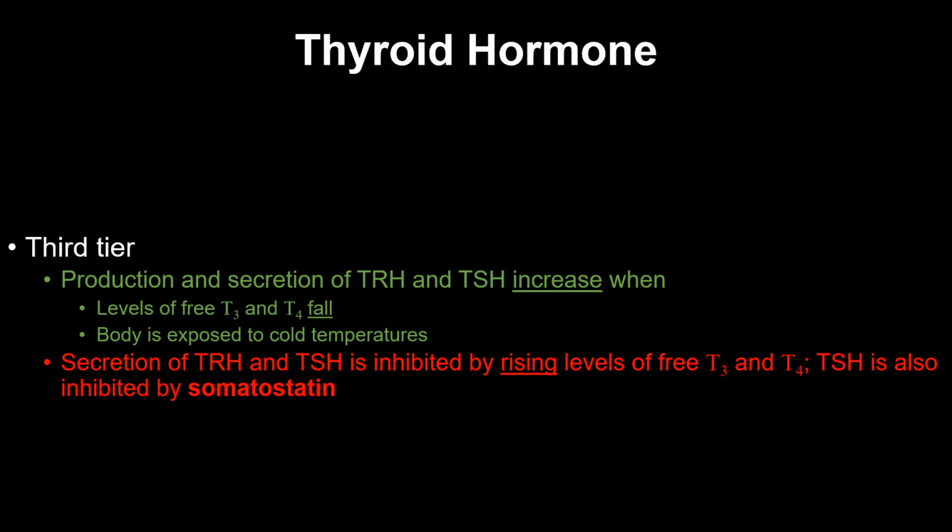So production and secretion of TRH and TSH increase when levels of free T3 and T4 fall, or when the body is exposed to really cold temperatures. Secretion of both TRH and TSH is also inhibited by rising levels of T3 and T4. And so, as mentioned earlier, the hypothalamic hormone somatostatin also is going to inhibit this TSH production.